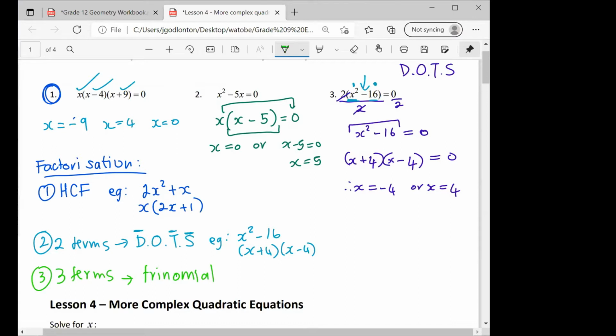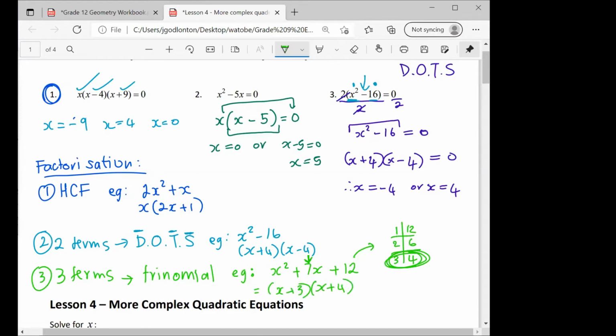And a trinomial is when we work with those factors of the constant. So if I had x squared plus 7x plus 12, I'm going to work with my factor pairs of 12. So 1 and 12, 2 and 6, 3 and 4. I can see I can get 7 with this factor pair. So I will have (x + 3)(x + 4).